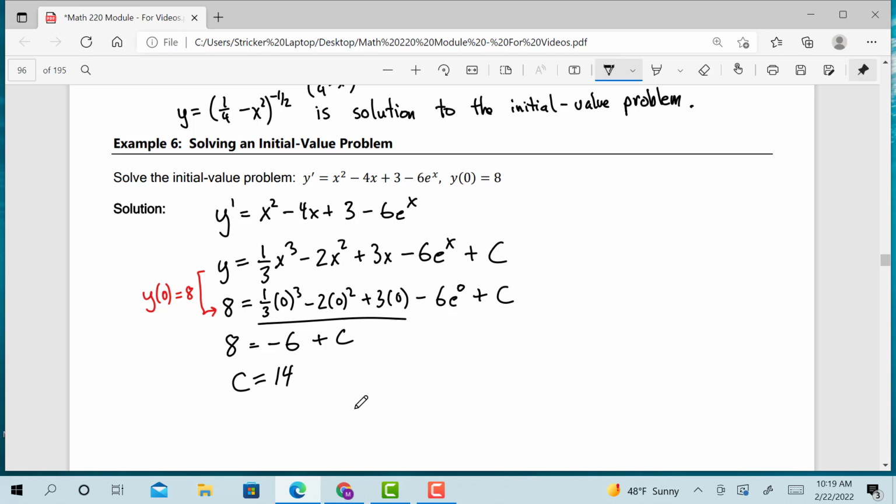Well, we now know our solution, right? Since we found what the constant was, we know that our solution is y equals 1/3 x cubed minus 2x squared plus 3x minus 6e to the x plus 14.